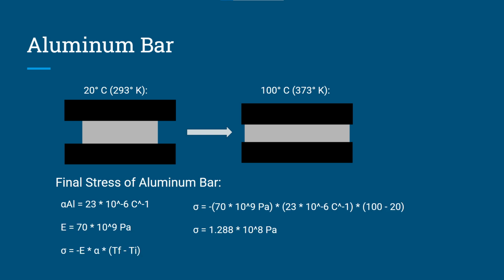The stress for the aluminum bar from 20 degrees Celsius to 100 degrees Celsius is shown by the same formula as the iron bar. The elastic modulus for aluminum is 70 times 10 to the 9th pascals, and the alpha for aluminum is 23 times 10 to the negative 6. Multiplying them all together with the difference between the temperatures, it comes out to 1.288 times 10 to the 8th pascals.